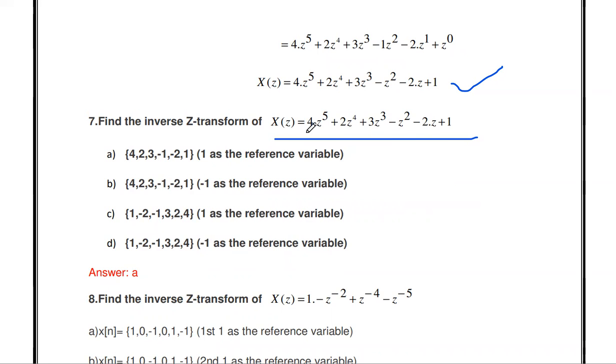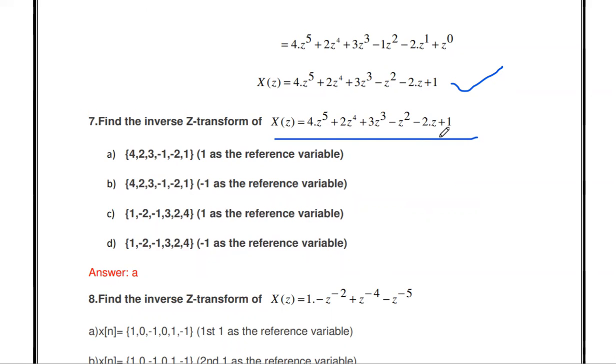In this x of Z sequence, first we have to arrange the given x of Z in the descending order of Z power. Already here the answer is like that only: 4 into Z power 5 plus 2 into Z power 4, 3 into Z power 3, minus Z squared minus 2Z plus 1. So in descending order of Z power 5, you have to arrange it. Already the problem is given like that only.